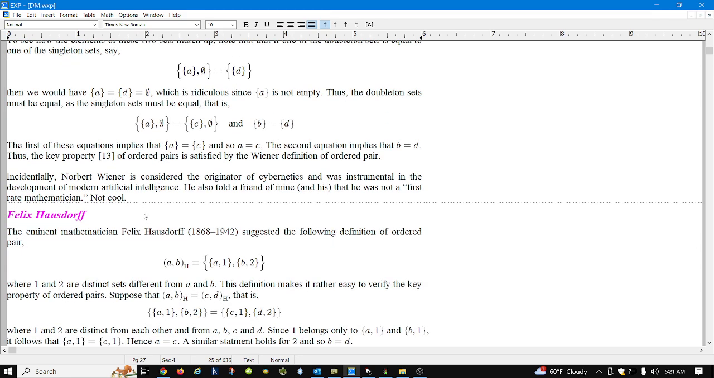Norbert Wiener is considered the originator of cybernetics and was instrumental in the development of modern artificial intelligence, of which we are all plagued these days. That's a little unfair. I like artificial intelligence. I find it very useful, but only in a very limited way, and only with great circumspection.